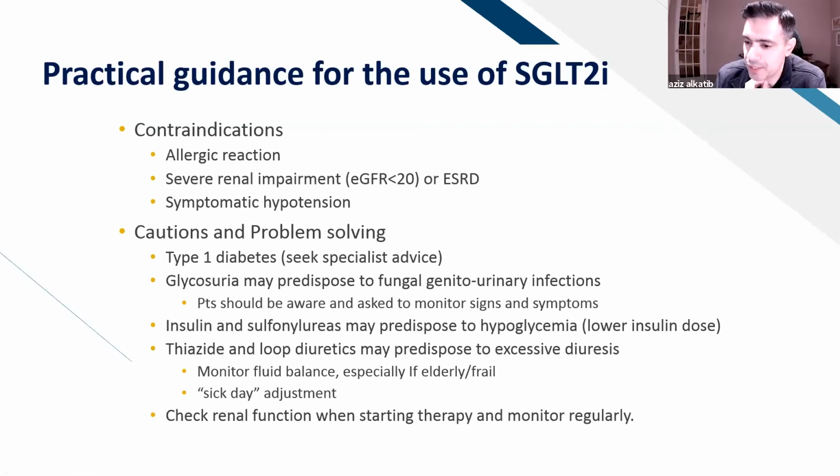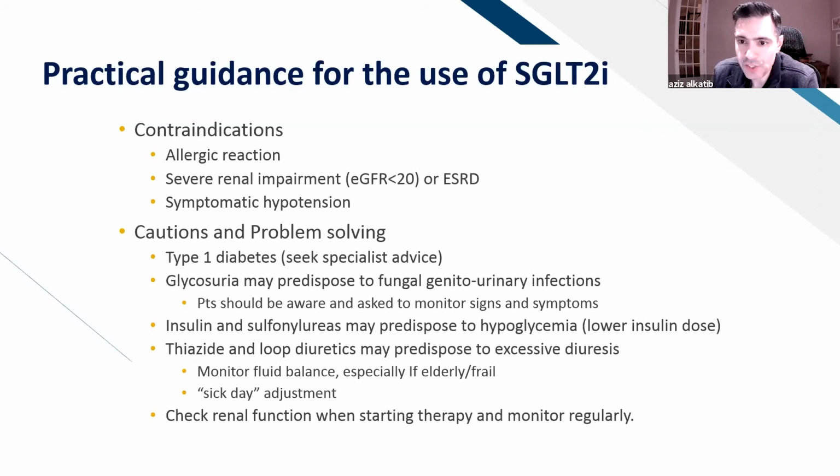Okay, remember that the mechanism here is to filter out an excess load of glucose. There is no increase in insulin secretion, so the risk of hypoglycemia is low. Keep in mind, however, that you may wish to discontinue the sulfonylureas and possibly lower the insulin dose when starting these medications in order to mitigate the potential for hypoglycemia. Again, because of the diuretic effect, you want to understand what their fluid status is and possibly adjust other diuretics as needed. The thiazide or loop diuretics potentially could predispose to excessive diuresis, particularly in the elderly or frail. So that's something to keep in mind.